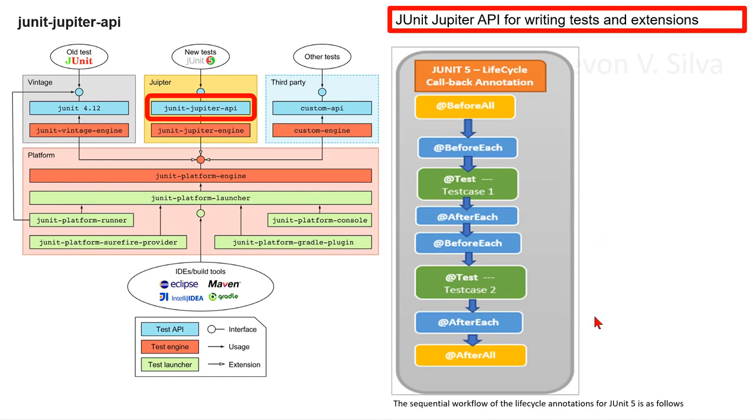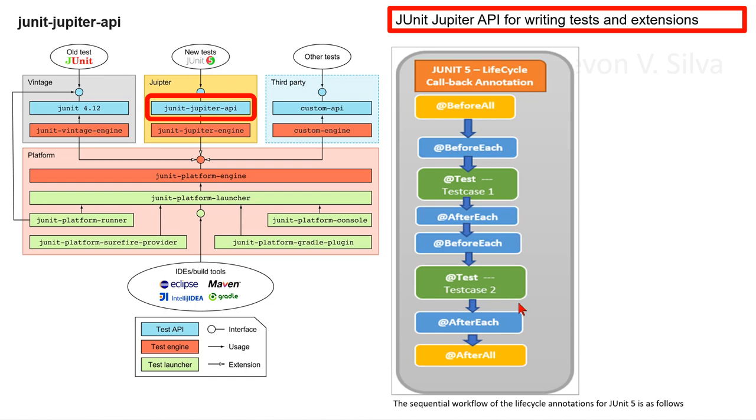Here you can see the sequential workflow of the lifecycle annotations for JUnit 5. The method annotated with @BeforeAll is executed once at the start of the class. The method annotated with @BeforeEach executes before test case 1 begins. Third, the method test case 1, annotated with @Test, is the test case in the class. The method annotated with @AfterEach runs after test case 1 completes execution. Fifth, the method annotated with @BeforeEach executes before test case 2 begins.